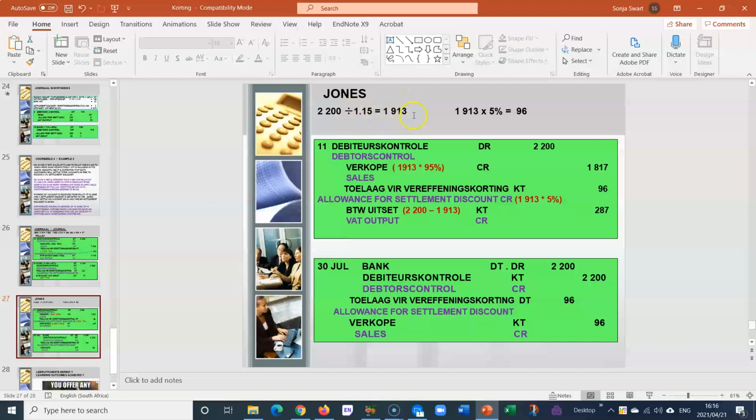The VAT appearing on the VAT invoice must be paid over as VAT output to the receiver of revenue. 2,200 less 1,913. That will be posted to my VAT output account, 287. Good. The difference between the VAT exclusive and inclusive amount, so 2,200 less 287 equals 1,913. That I'm going to break down in 5% and 95%. 95% will be posted to my sales, statement of profit or loss. 5% of the VAT exclusive amount of 1,913, i.e. 96, will go to my allowance for settlement discount account, a statement of financial position account.